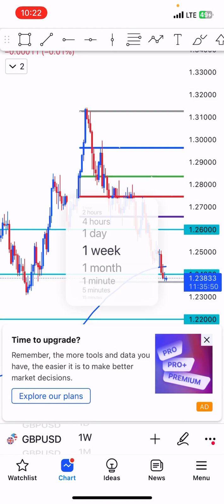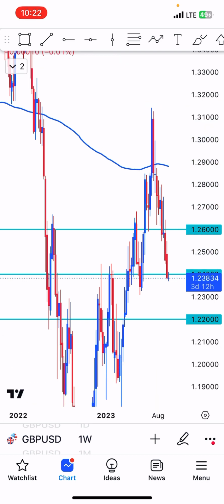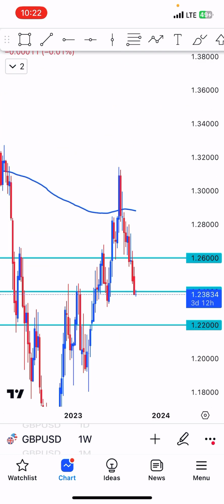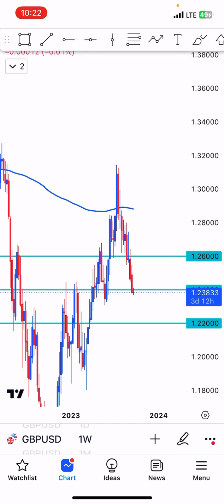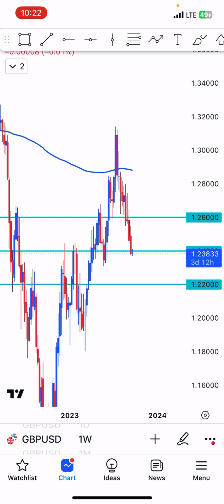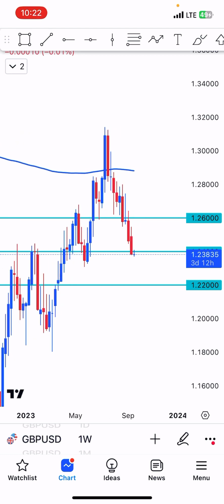Alright, let me take this out. Let's start from the top. Okay guys, this is the British pound US dollar, as you can see above there. I had to put my drawing tool up there so it's easier for me to access when I want to draw. So yeah, these are my levels on the British pound US dollar. And as you can see, we have been trending downwards nicely, making consistent lower lows and lower highs.